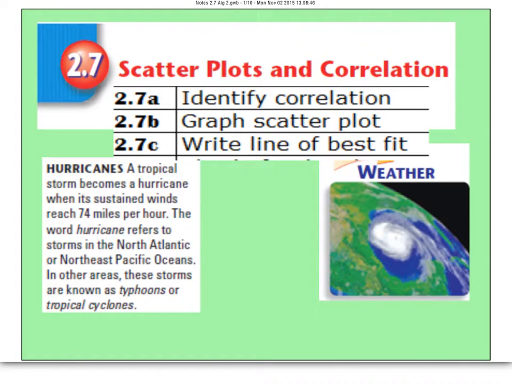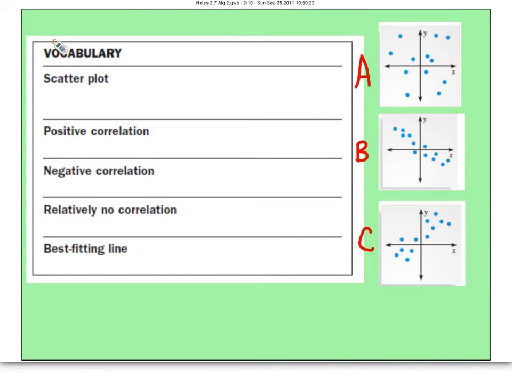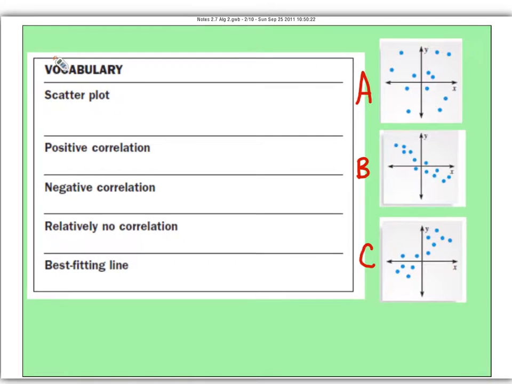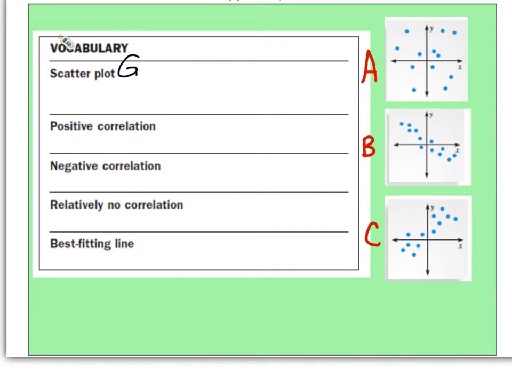Learning Objective 2.7a, we're going to identify the correlation of a scatter plot on graph paper. First thing we need to realize is what a scatter plot is. We have three examples of a scatter plot here on the right-hand side. This is just a graph of many ordered pairs.